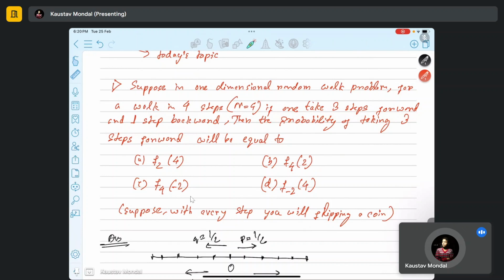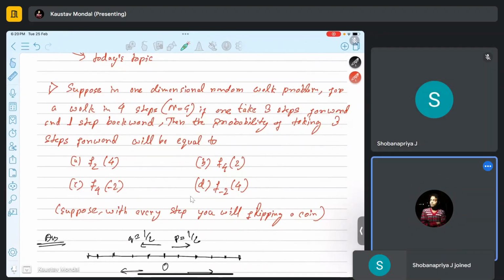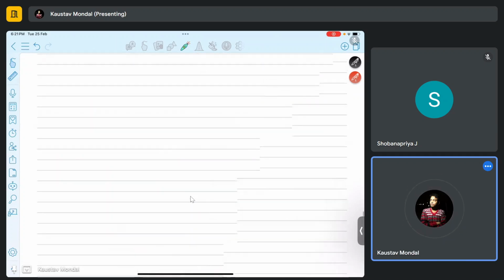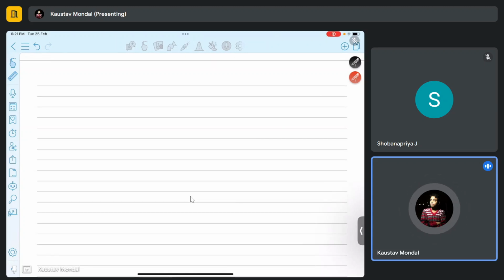That means out of n steps, 3 steps will be forward and 1 step will be back. Then you have to calculate the probability. That means you have to use that binomial distribution function. What is the probability of taking 3 steps forward and 1 step backward? So how to do that? Let me write out the things that are given.